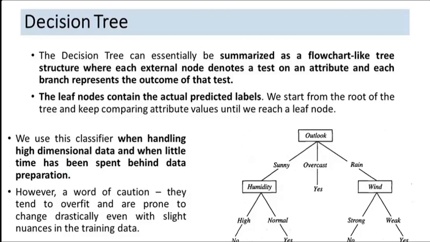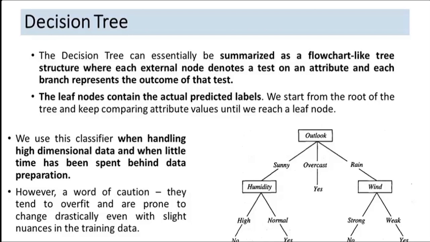There can also be the next learning algorithm known as decision tree. So the data can be fitted in the decision tree. It is essentially summarized as a flowchart-like tree structure where each internal node denotes a test on an attribute and each branch represents the outcome of the test. The leaf nodes in this case contain the actual predicted labels.